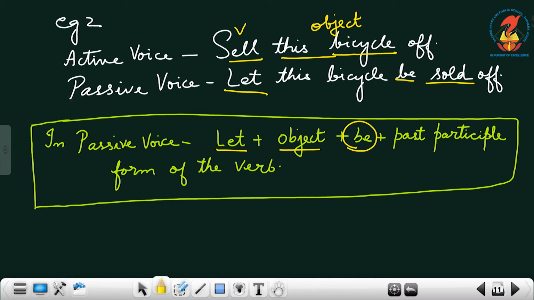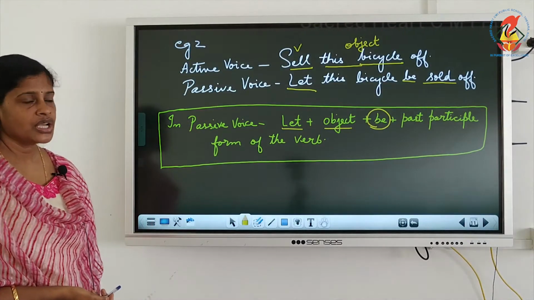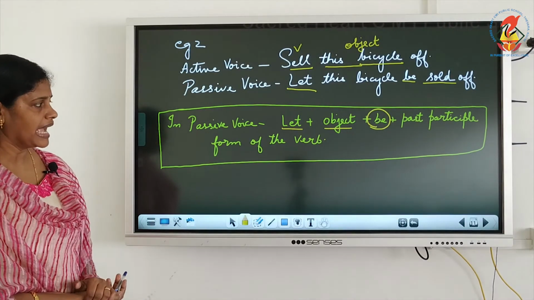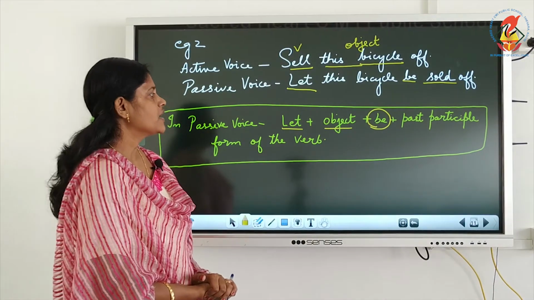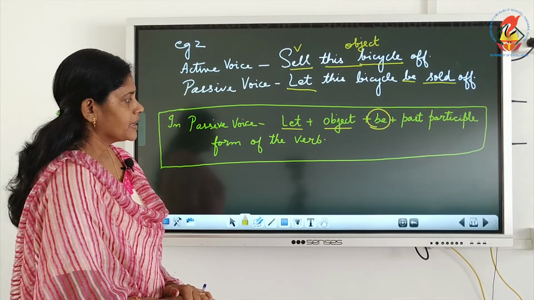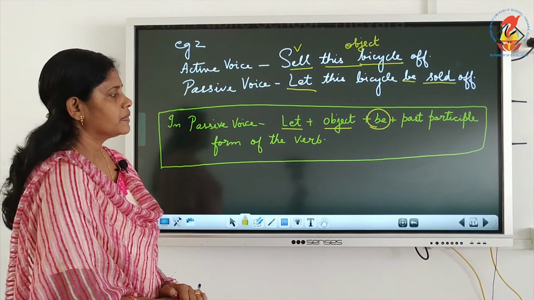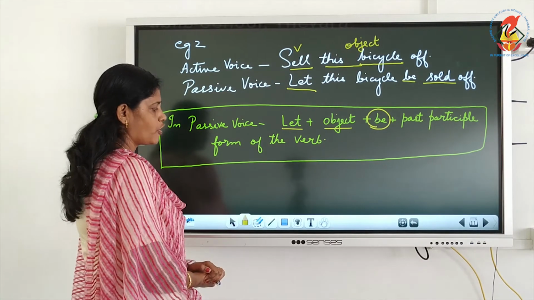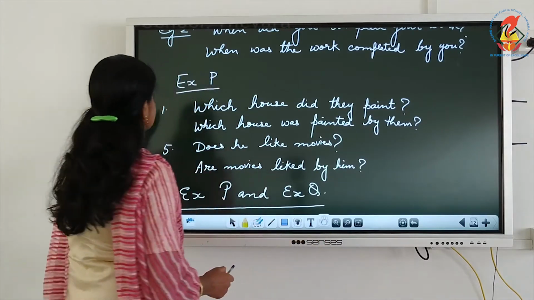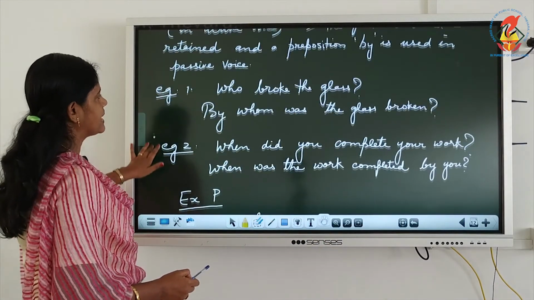So we have started with let, the object is this bicycle, then be, and the past participle is sold off. Is it clear, children? Whenever you convert a command into passive voice, we use let plus the object, and an extra word be comes, plus the past participle form of the verb. Now to the next topic, let's see a few other examples.